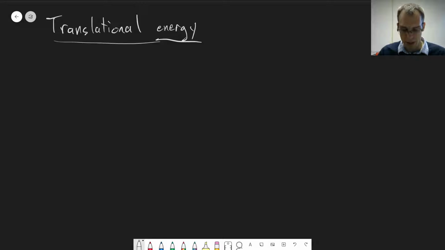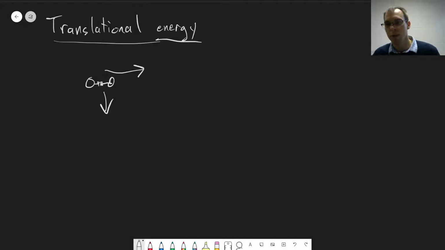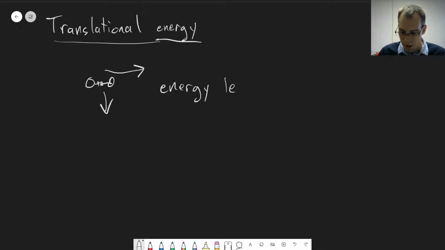Just as a reminder of what this is, say we have a diatomic molecule, which I'll draw like this. There are different ways that this can have energy, and one of them is just by having kinetic energy from moving around, just traveling around in the air. That's what we call translational energy. It's translating through space without spinning or vibrating or anything like that. And so what we need to know are the energy levels of this type of energy. Kind of a weird thing to think about.